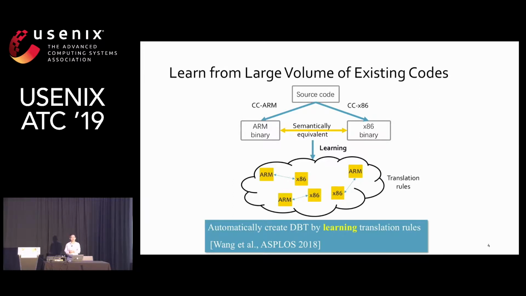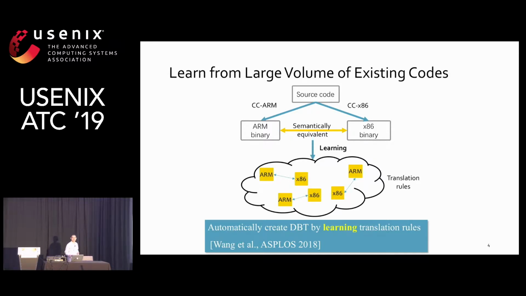This is inspired by the observation that the binary code compiled from the same source code using the same compiler for different architectures are semantically equivalent. From this observation, we can directly extract the translation rules from the compiled binaries. These translation rules can map guest instructions directly to host instructions. Better yet, if the original compilation process incorporates optimizations, the extracted translation rules will also embody these optimizations.